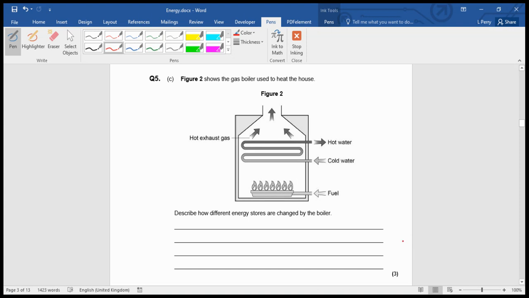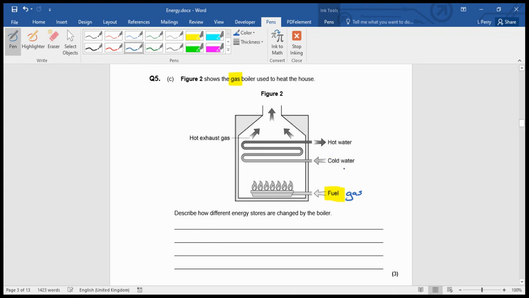Now another one where we're not given options. So figure 2 shows a gas boiler used to heat the house. Describe how different energy stores are changed by the boiler. Now, there are clues in what I'm given in the diagram. I'm told it's a gas boiler, and I'm told fuel is going in. So the fuel is the gas.